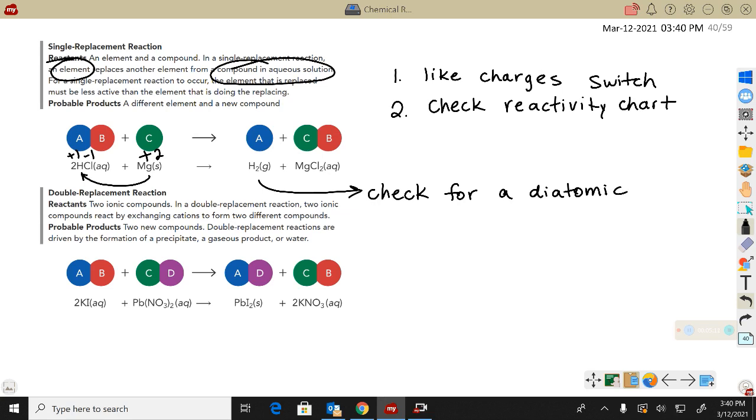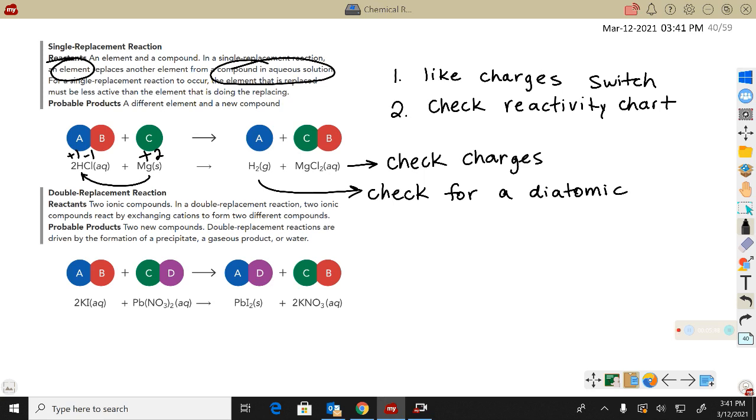It might not always be a diatomic, but I at least need to check, is my single element diatomic? And with my final compound, I need to check the charges so that I can make sure I'm writing it properly as a nice neutral compound. From there, we just balance it. There's a lot of work to that though, right? It's just a lot of rules.